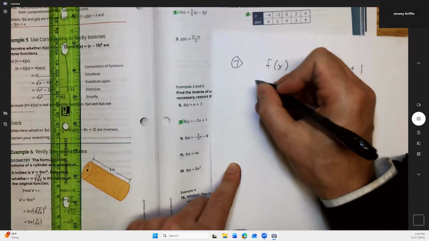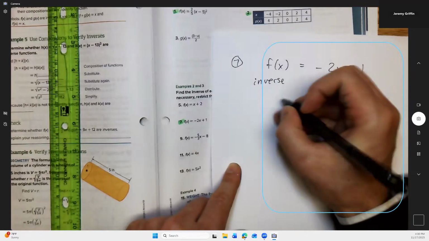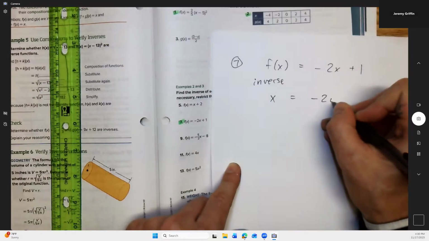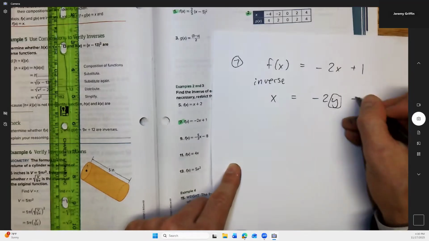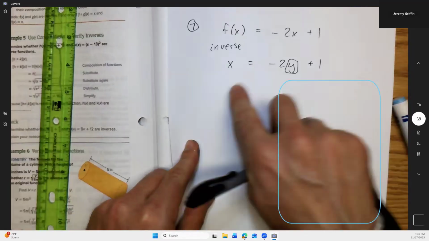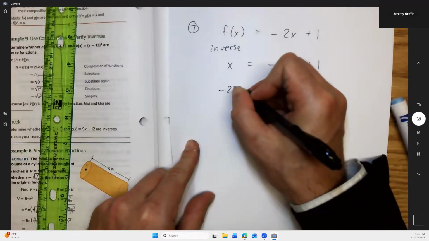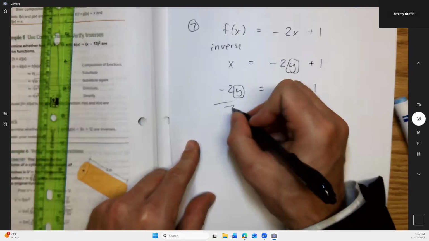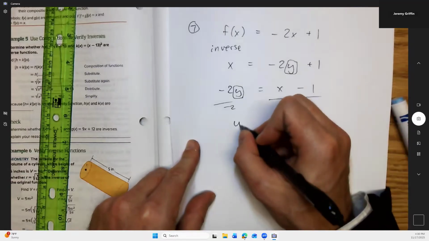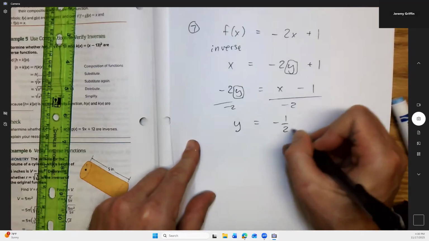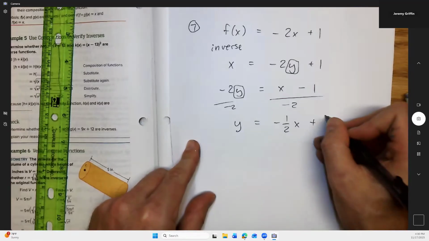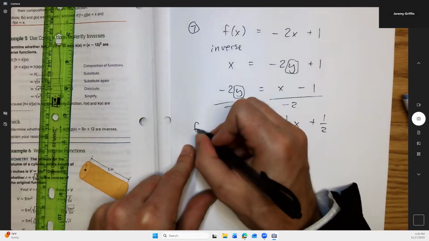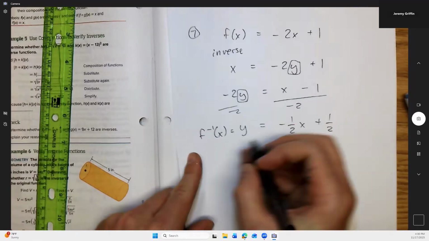Okay? And to find the inverse, first, I'll swap the x and the y and solve for the new y. So let's see, subtract 1. So -2y equals x minus 1. Divide both sides by -2. So y equals -1 half x minus 1 over -2, and -1 over -2 is +1 half. Right? And that right there is the inverse function.